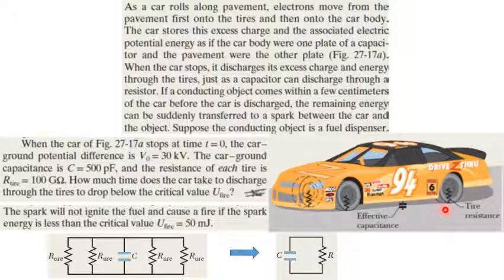So effectively, there is some charge moving through the tire to the body of the car, and the body of the car, which is conducting material, plays the role of the upper plate, and the earth plays the role of the lower plate. So between the body of the car and the ground, there is a capacitance.